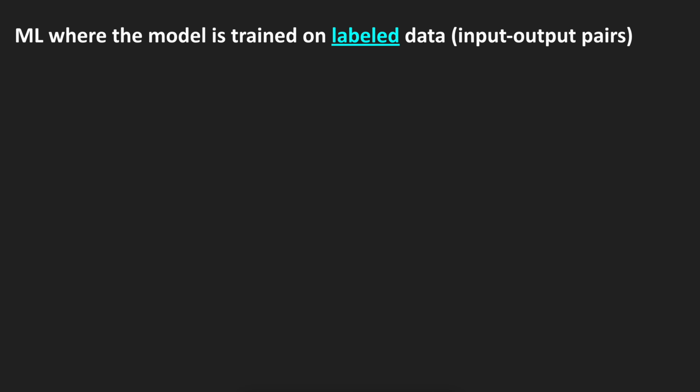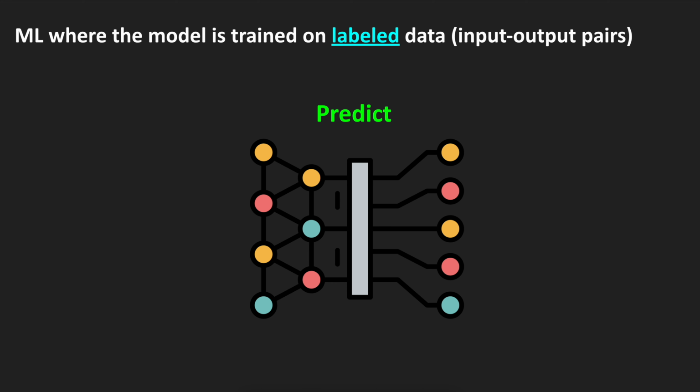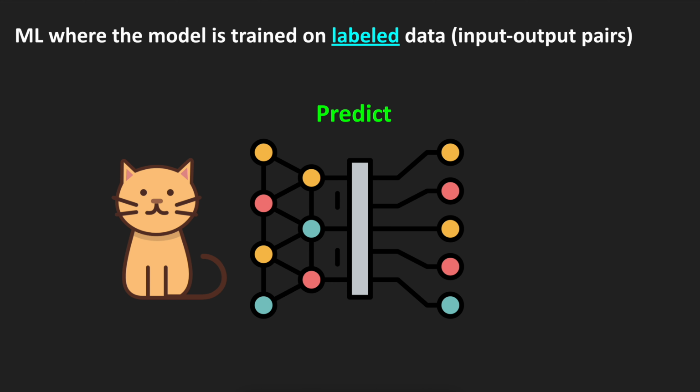Supervised learning is where, in machine learning, the model is trained on labeled data. So we have input and output pairs. For example, the basic example would be training a model to recognize pictures of different animals. We give a picture of a cat and label it as a cat. When we have trained the model, we call a predict function with the cat picture, and it gives us as an output a cat.